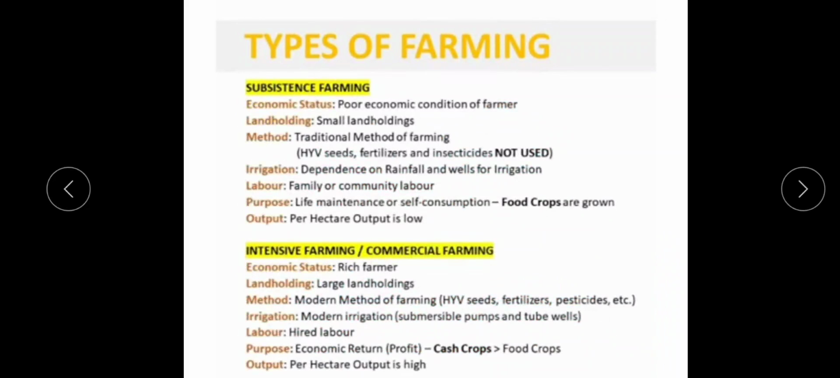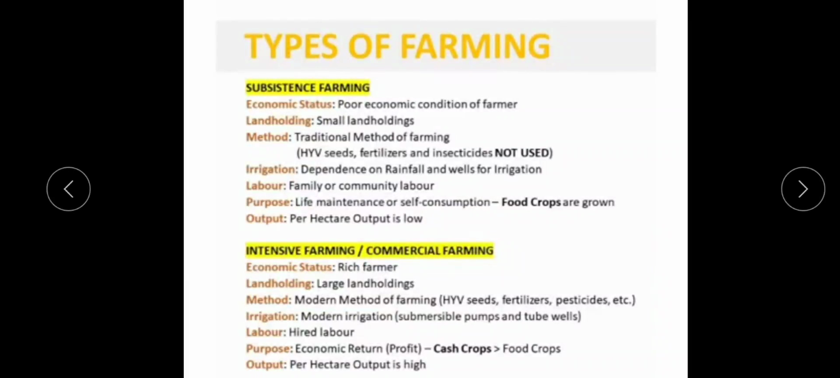Moving on further, now let us talk about subsistence farming. Subsistence farming is the farming which is done on very small farms, and not only on small farms but using simple and basic tools. They use very simple and basic tools, and therefore it is called subsistence farming.